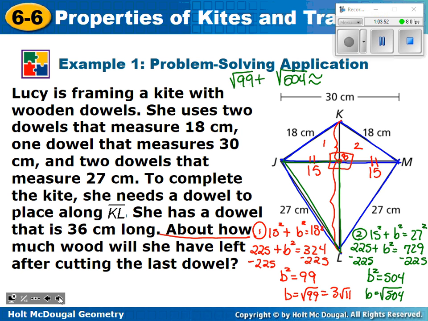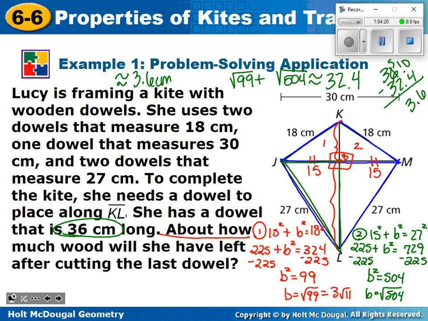Okay, so about 32.4, and the question was, how much does she have left? So 32.4, and she had a 36 centimeter long piece. This is about 32.4. So 36 minus 32.4 leaves her with how much? 3.6 centimeters. So approximately 3.6 centimeters is how much Lucy has left over. So she can frame her kite and have a little bit of wood left.